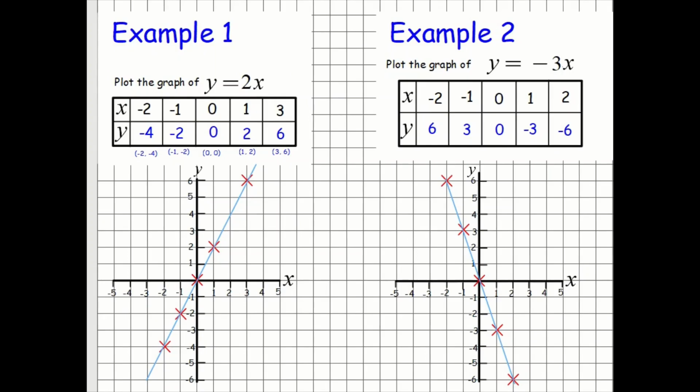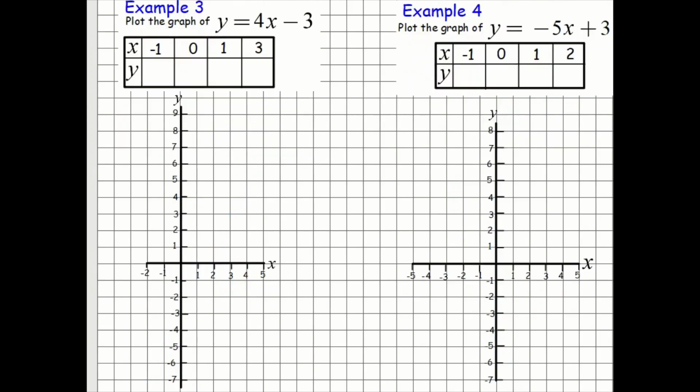And you might notice that the line going like this is what we call positive. It has what is called a positive gradient, and I know that because this is a positive 2 and it's going from bottom left up to top right, whereas this one is going from top left down to bottom right, and that has a negative gradient, and I know that from this symbol here.